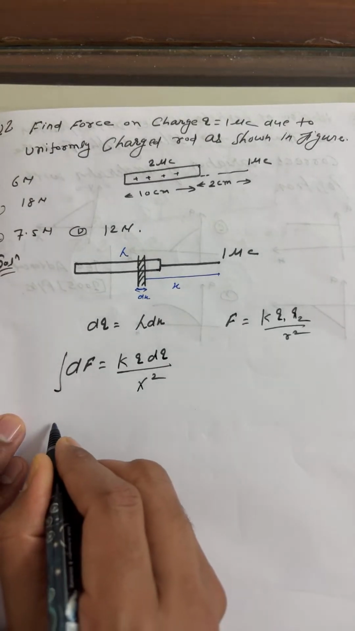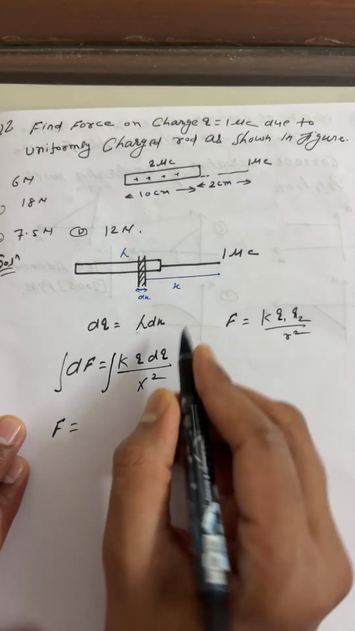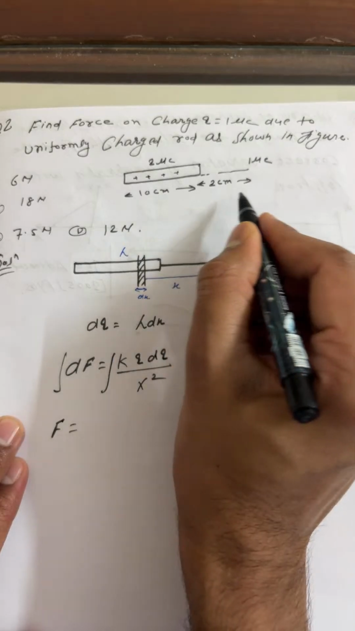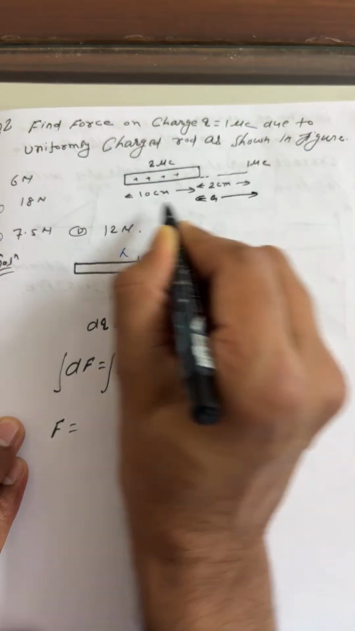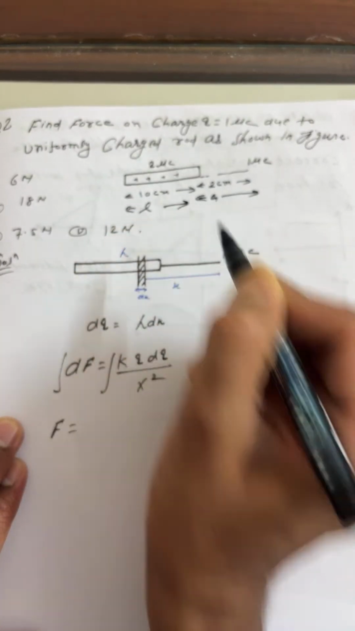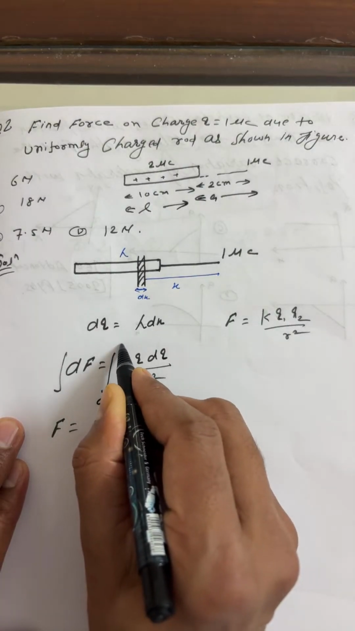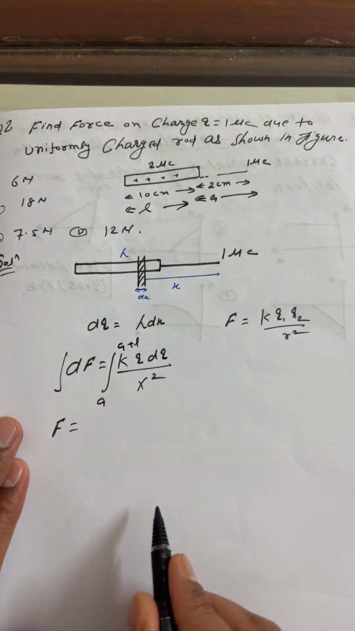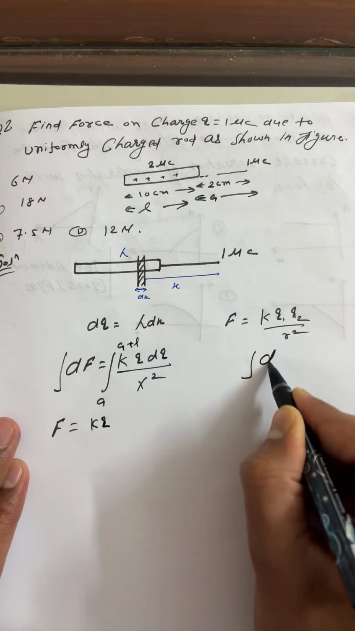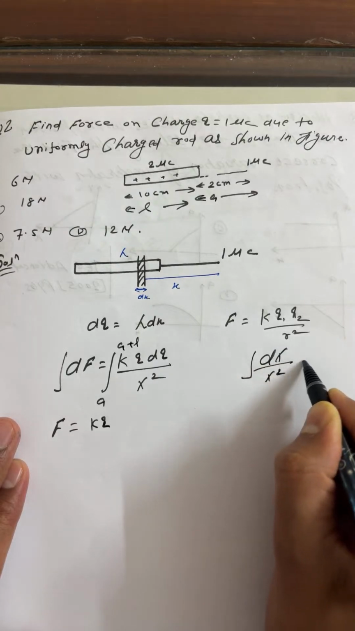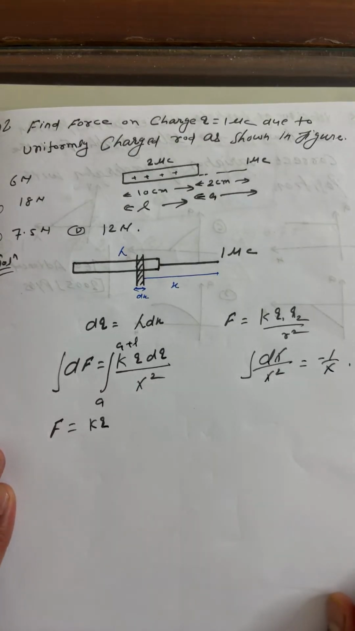So F is equal to the integral, and you can apply the limits. Everywhere I'm considering it as a normal question, a class question. This is A, and this is L. So what is the initial point? This is A, and finally the limit is A plus L. So I can write KQ. I hope all of you remember it's a very common integration: dx upon x square is minus 1 by x.